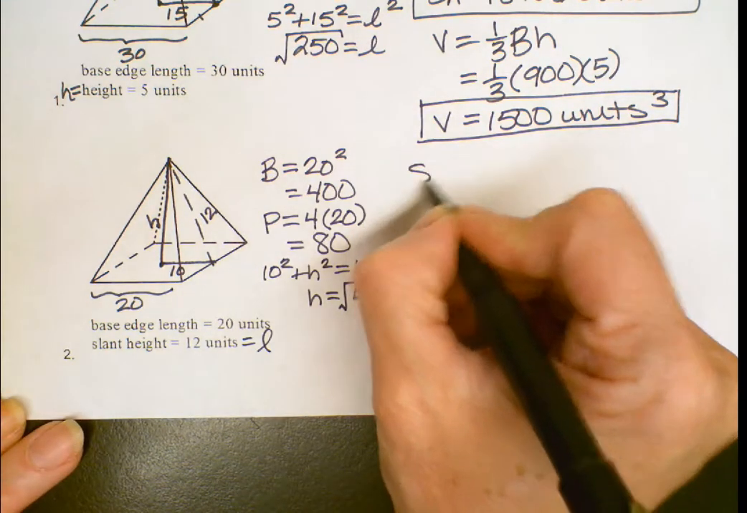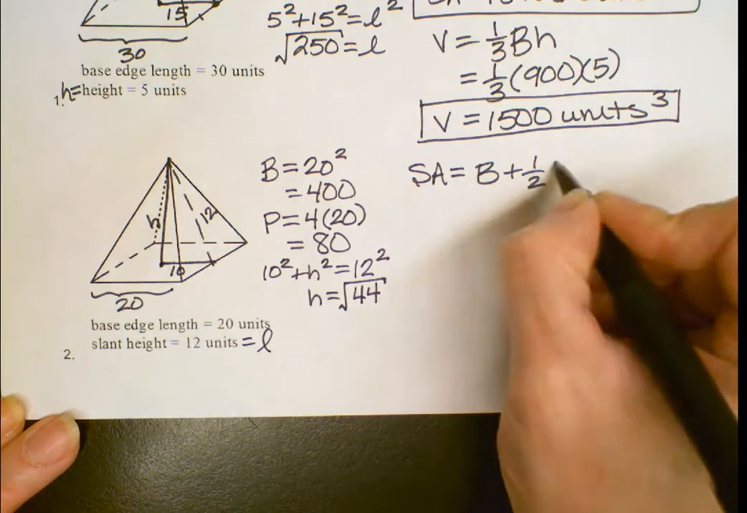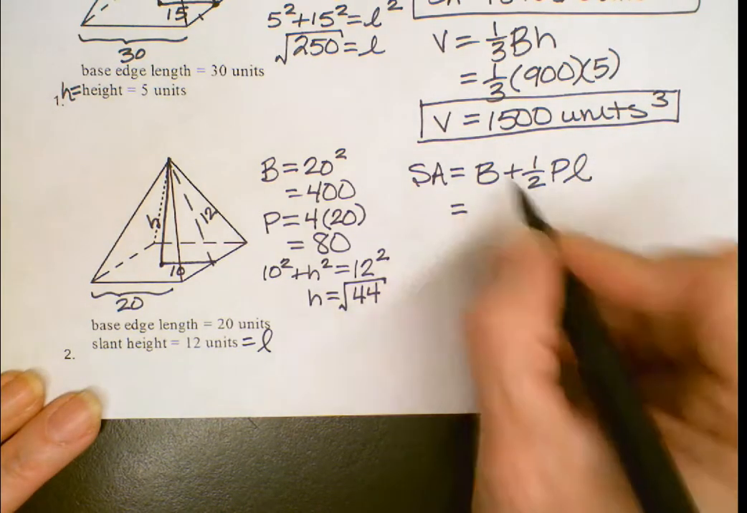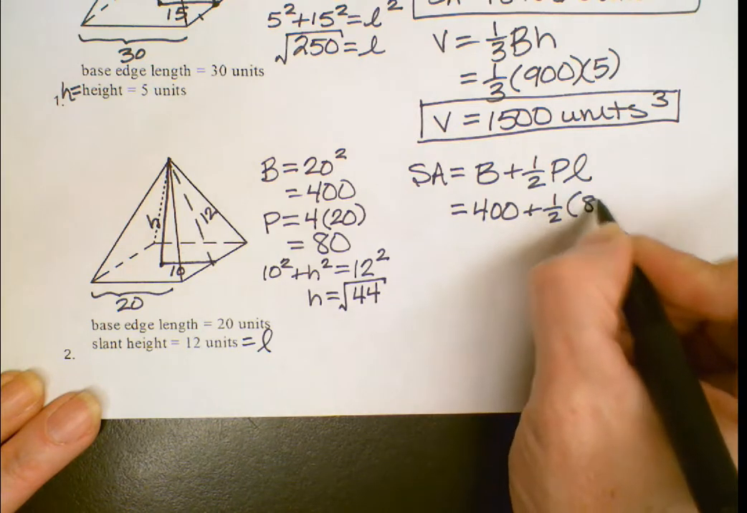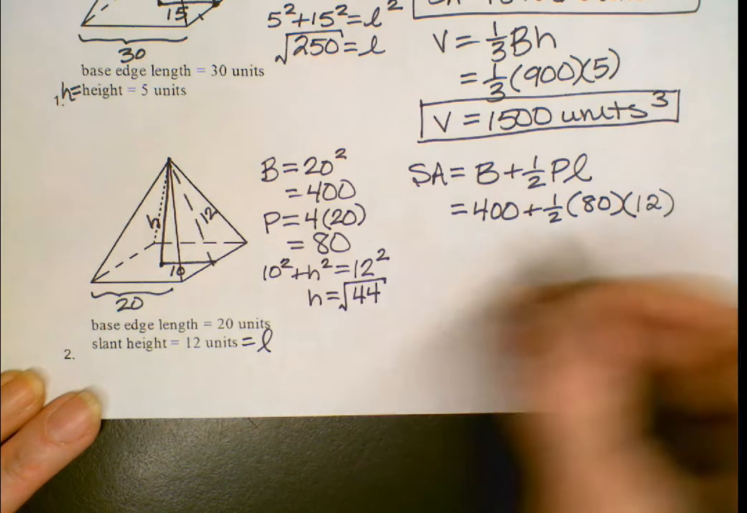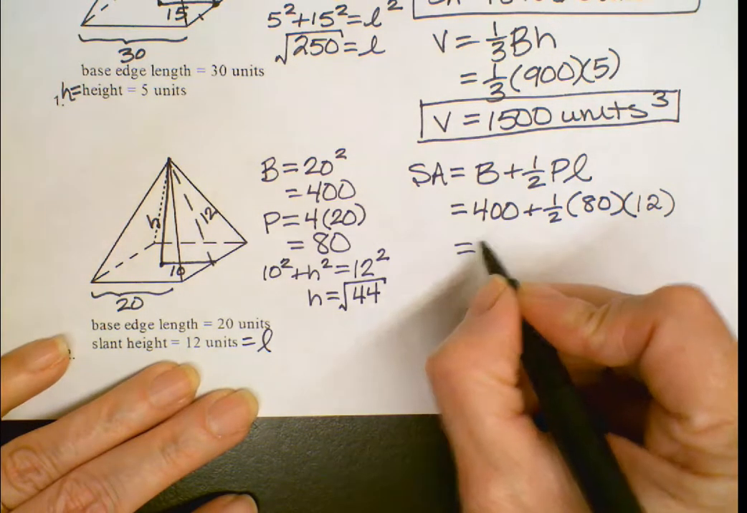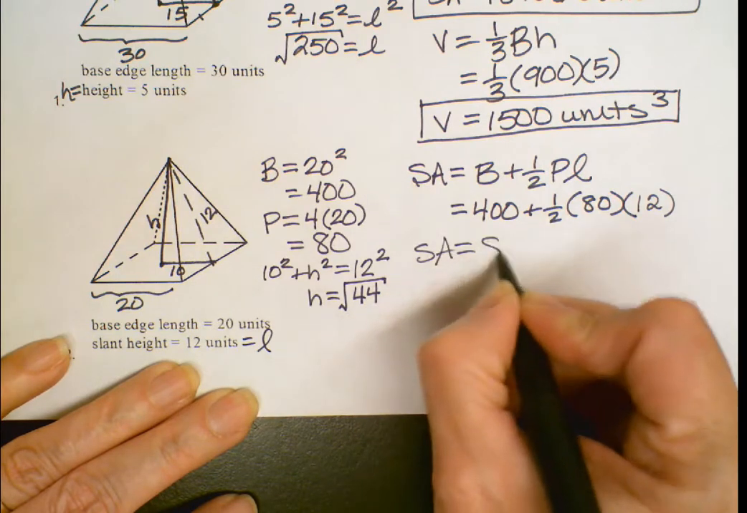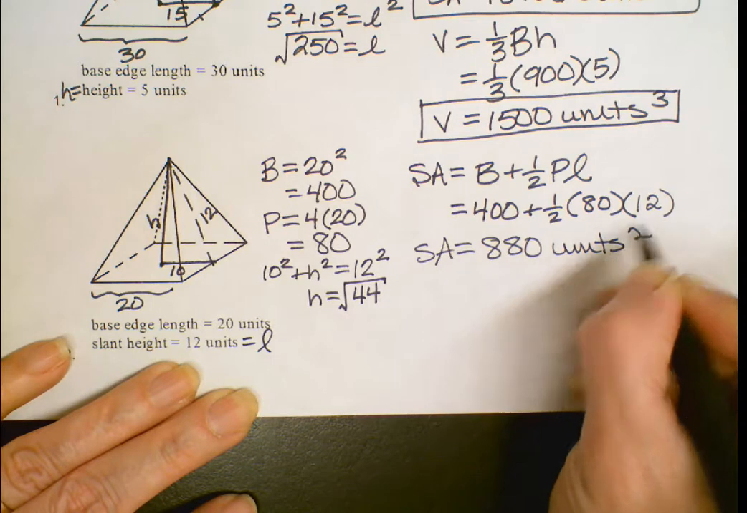All right, surface area. Base plus 1/2 PL. Okay, so substituting, we get 400 plus 1/2 of 80 times L, which was our 12 we were given. 400 plus 1/2 times 80 times 12. We get a surface area of 880 units squared.